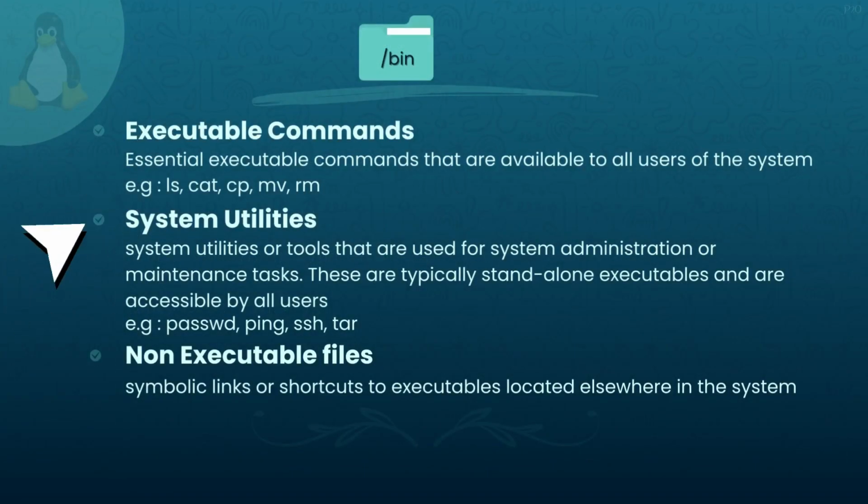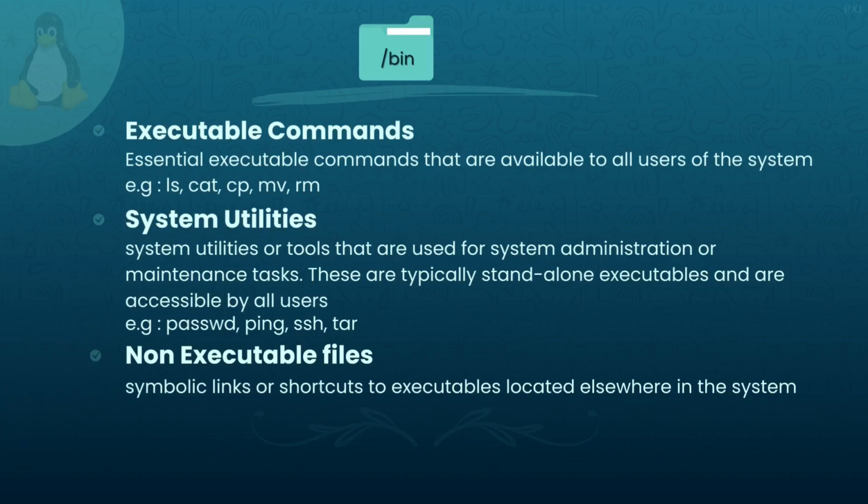System utilities. Alongside the standalone executable commands, the bin directory may also contain system utilities, or tools that are used for system administration or maintenance tasks. These utilities are typically standalone executables and are accessible by all users. For example, the systemctl tool that is used to manage system services, command line utilities such as ping, utilities such as mount, and ssh.